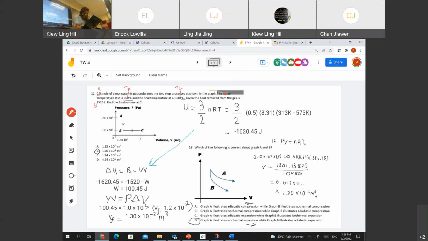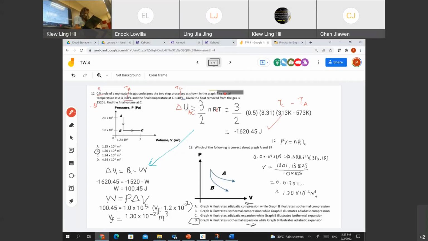Okay, so what we have here, we have only TA and TC. All right, so we have to find delta U first from point A to C, straight away from A to C, because we have only these 2 points. So 3 over 2 R delta T. So delta T here, since it is from A to C, so TC minus TA. So delta U is negative 1620 joule.